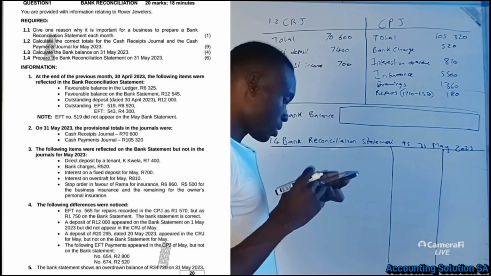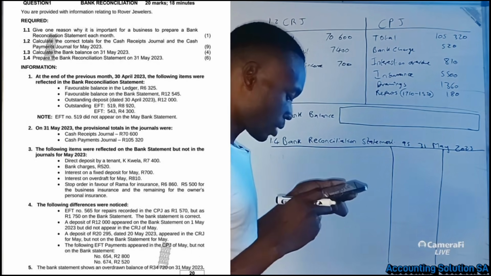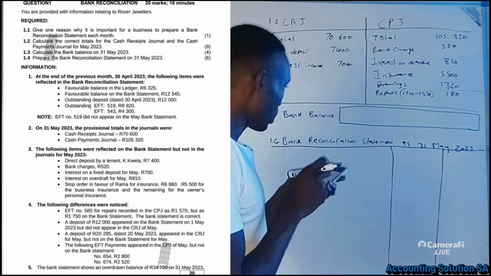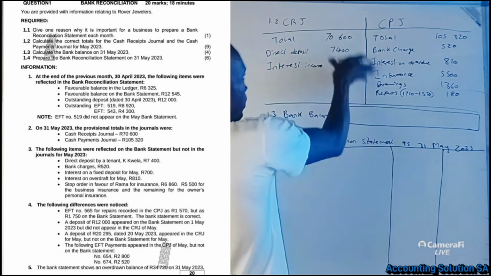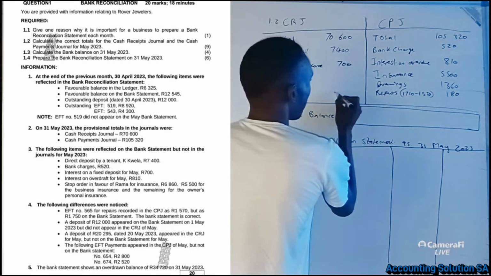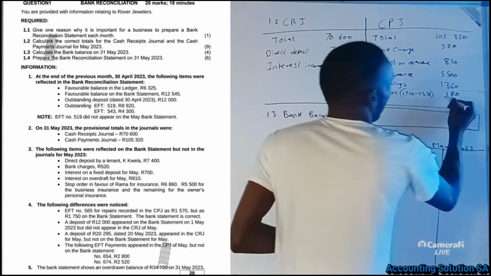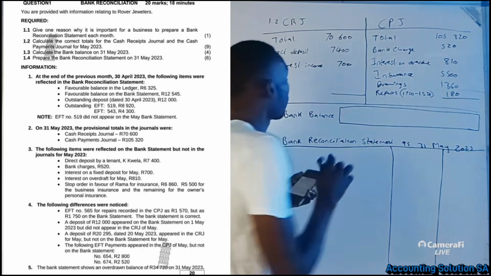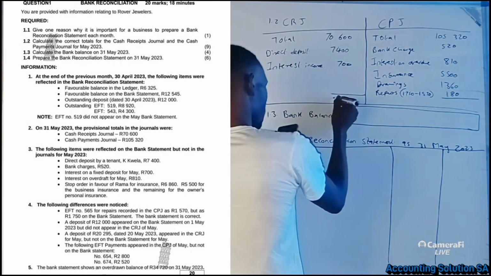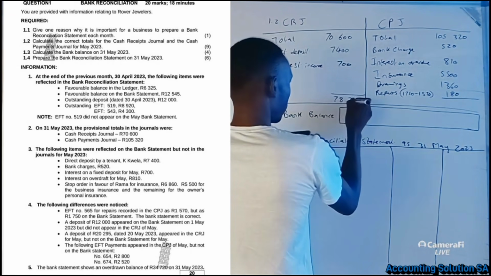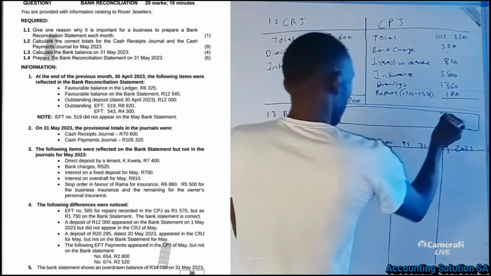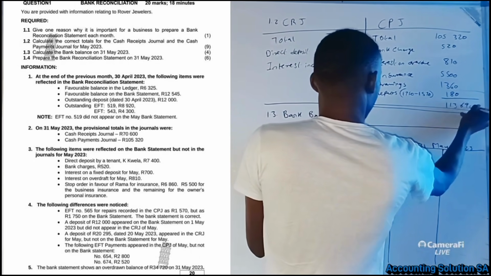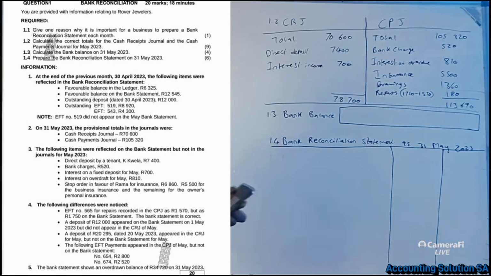Okay, and the following EFT payments appear on the cash payment, but not on the bank statement. We are going to do that when we go to reconciliation. I think on this part, we are done. Now we can determine total this side and total this side. If you calculate on the cash receipts, you're gonna get 78,700, and this other side you get 113,690. Very simple. We are done with 1.2.